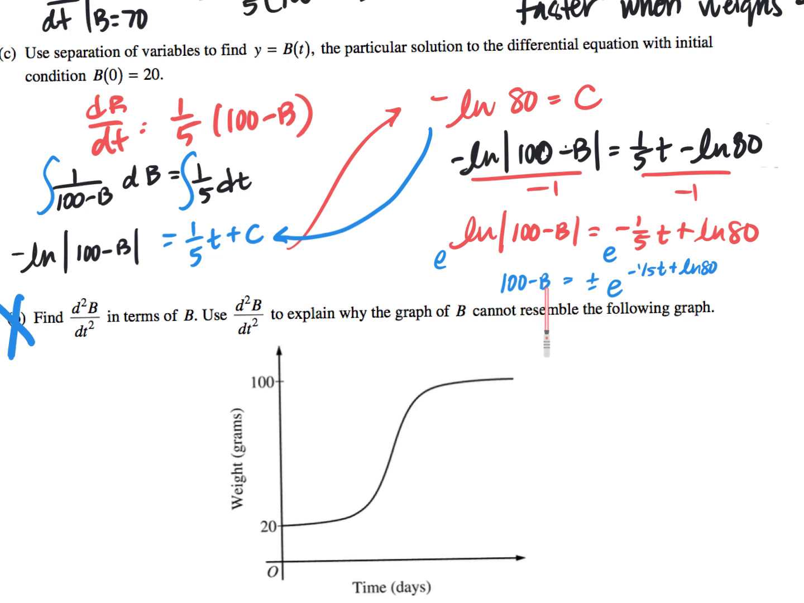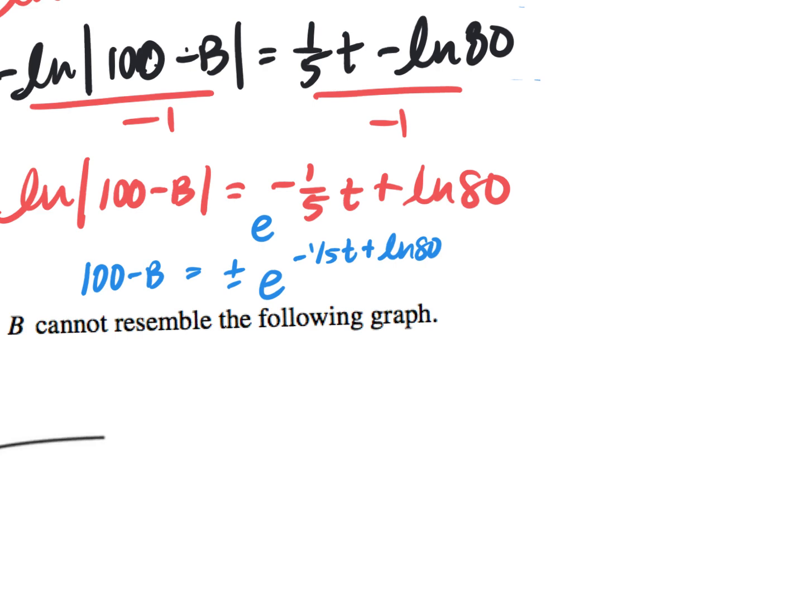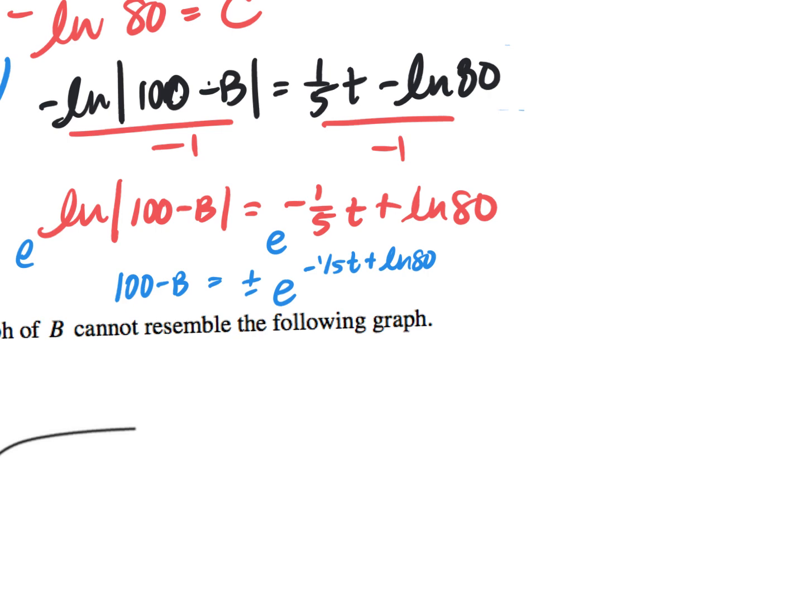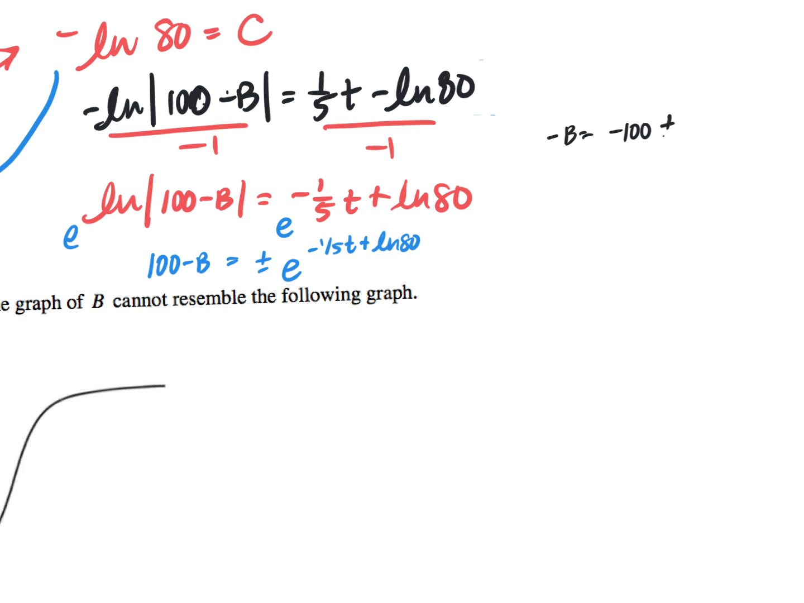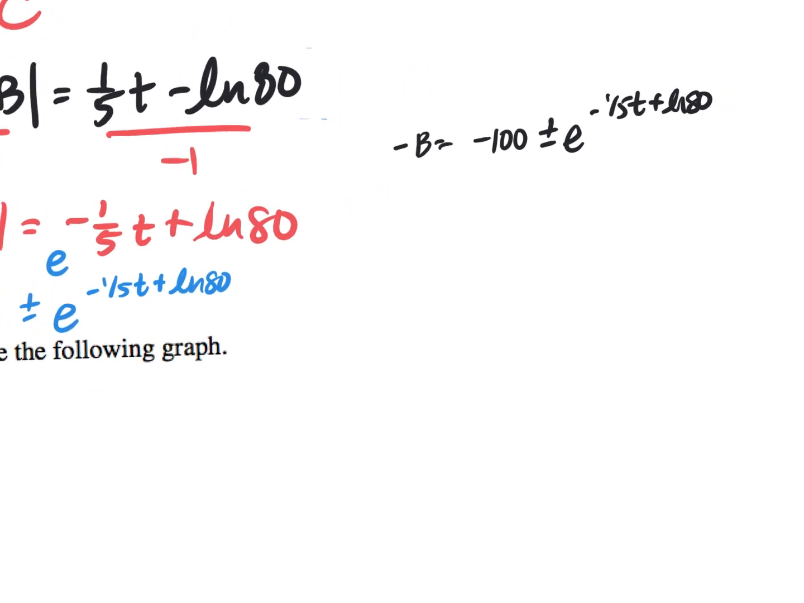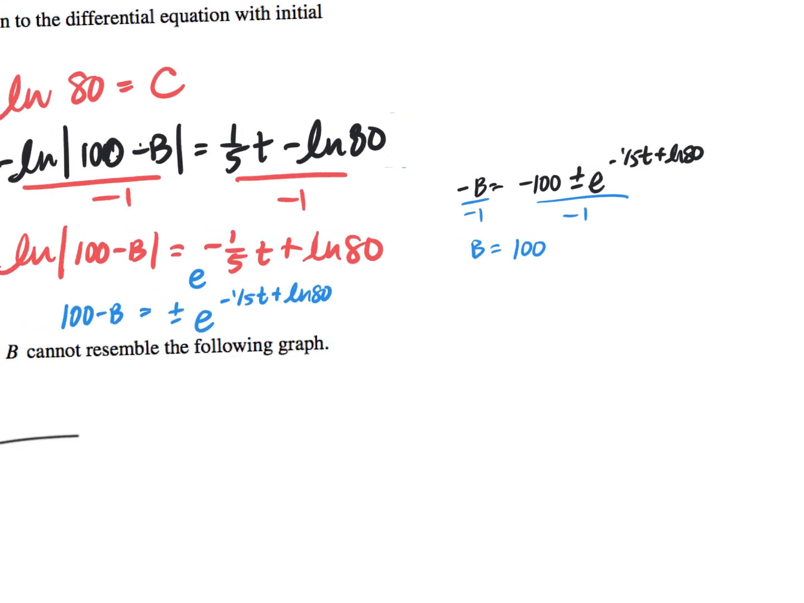I really didn't give you guys enough space for this. I apologize about that. To get b by itself, do you want to subtract 100 or add a b? Subtract 100, okay? So you're saying we'd have negative b is negative 100. And at this point, I might still have that plus or minus because I haven't thought about it, and that's okay. Plus the ln of 80. And then if I've got to get rid of that negative, if I divide that by a negative 1, b equals 100. And then we got to think, do we want the plus or the minus?